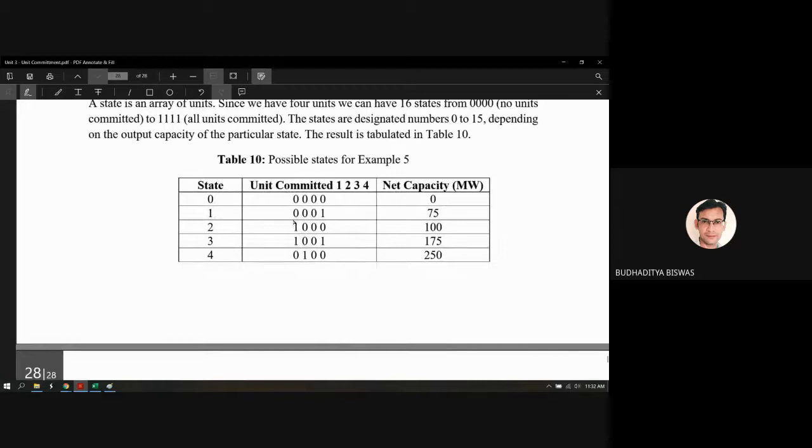So here you see these are all the states, number 0 to 15, and this is actually the unit commitment. When it is 0, there is nothing generated. Then this is 0, 0, 0, 1. Let me ask you one thing: after 0 it should be 0, 0, 0, 1, no problem. But why after 1 is it written 1, 0, 0, 0? Because in digital electronics we studied that after 0, 0, 0, 1 it should be 0, 0, 1, 0. That means 2.